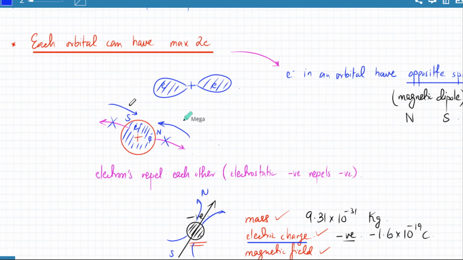And so now the electrons can stay together because now they've learned to actually attract each other. So is this point clear?